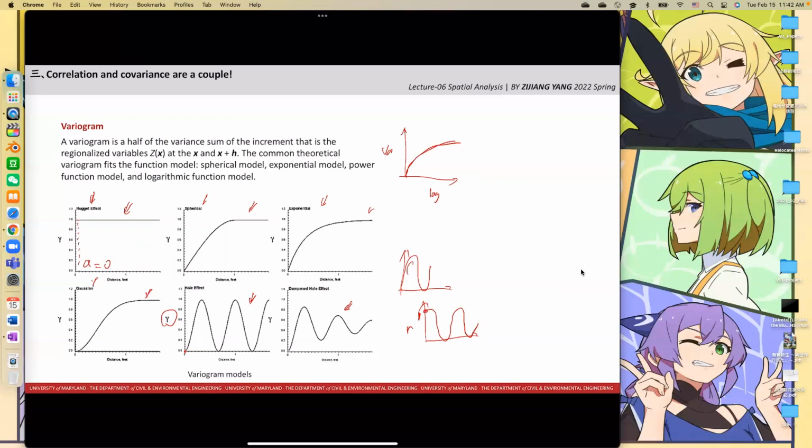Is this still something that only applies to the 2D data, or can we make variograms for 1D data? This can be used for 1D and 2D and 3D. Yes.